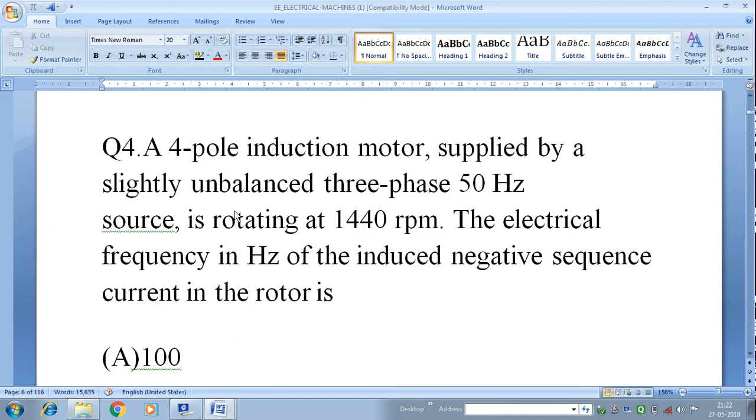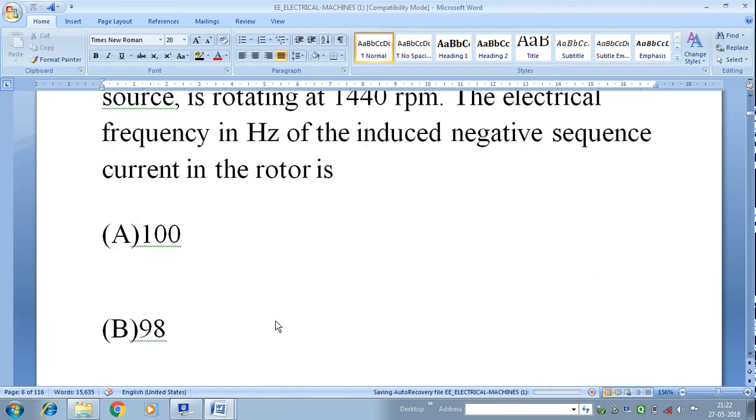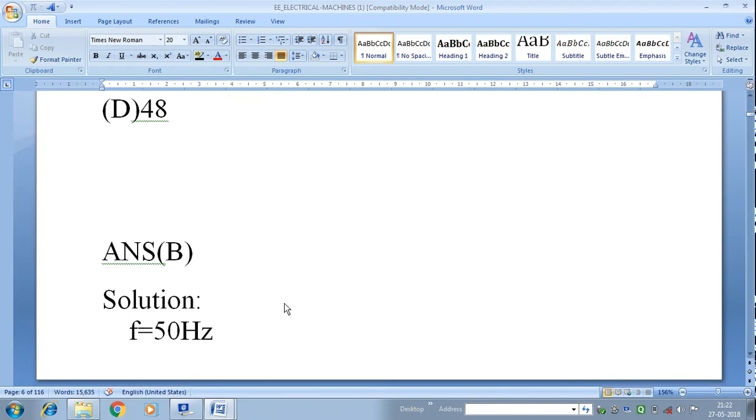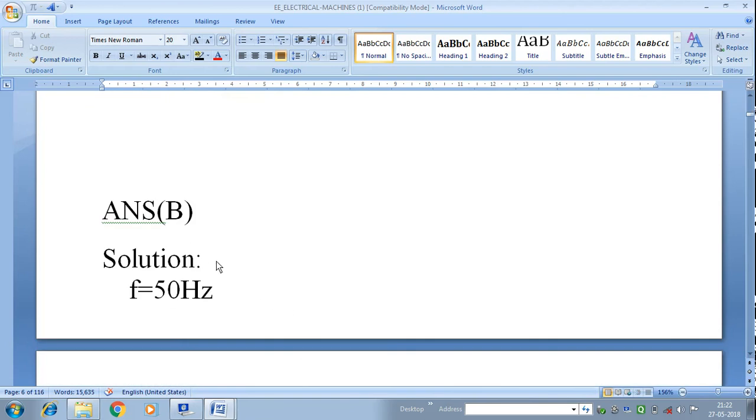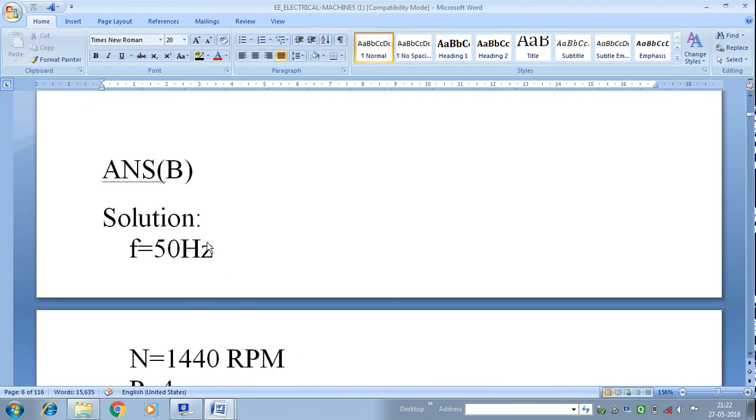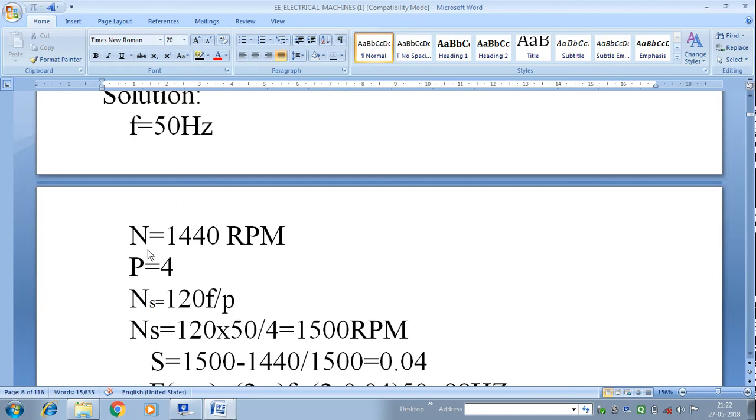So this is a very interesting question. So let us find out the solution. But this is very simple. You only have to remember the formula for negative sequence current frequency. So here given f is equal to 50 hertz and the speed is 1440 rpm. Number of pole is 4.